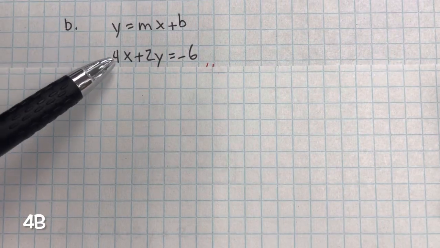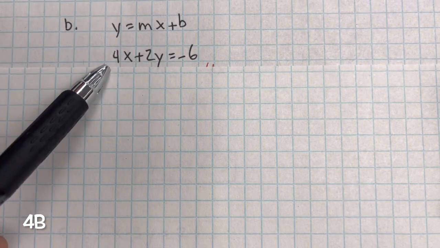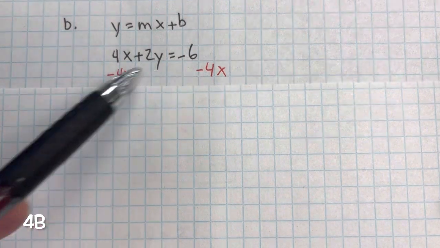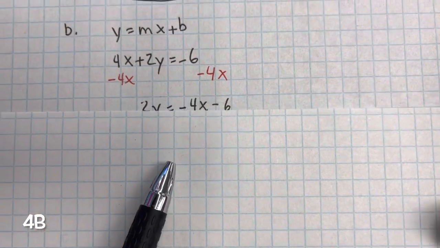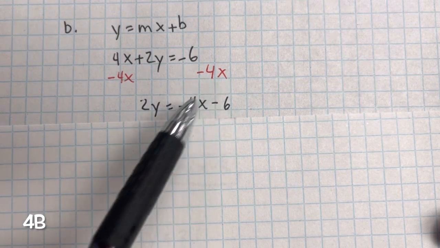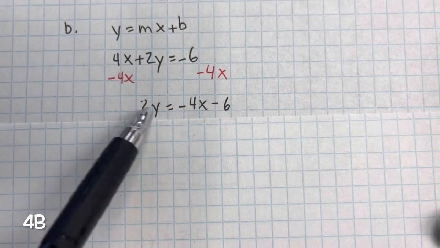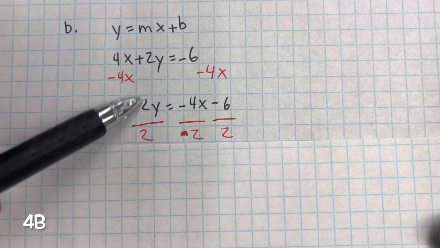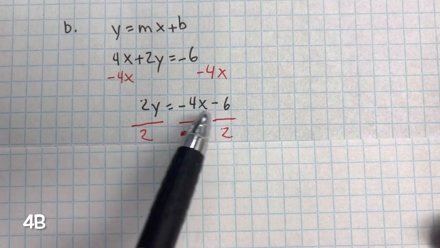Problem 4b, we want to get y by itself so we can get it into y equals mx plus b form. So we're going to do inverse property of addition, which is subtraction. Subtract 4x from both sides, created a 0 pair. And now we have 2y equals negative 4x minus 6. I put the negative 4x first because we want it in mx plus b form. This is multiplication. Inverse property of multiplication is division. Divide by 2 because that creates the giant 1. And what you do to one side, you have to do to each term on the other side.